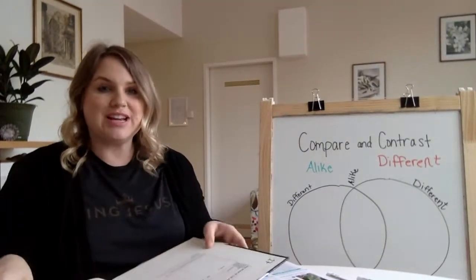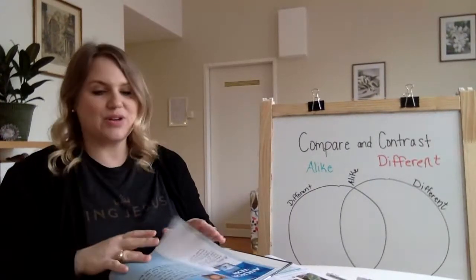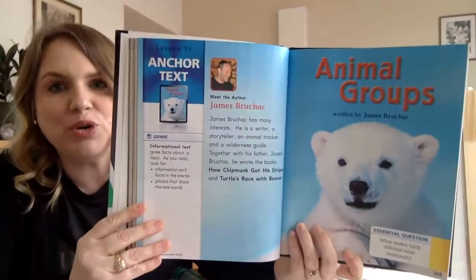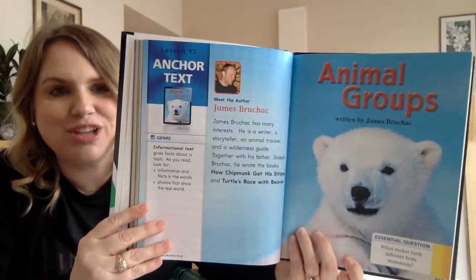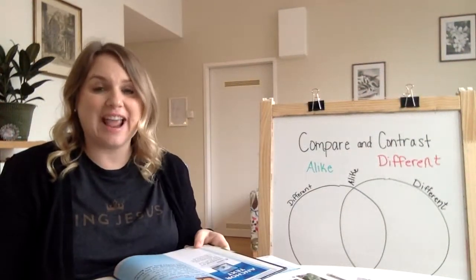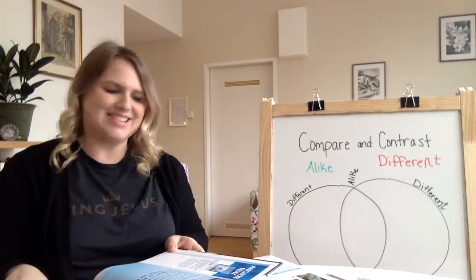Today, we're going to be reading a new story in our book, and we're going to be practicing this skill, compare and contrast. Our story today is called Animal Groups, written by James Bruchac, and we're going to be comparing and contrasting different animal groups. Are you ready to read? All right, let's get started.